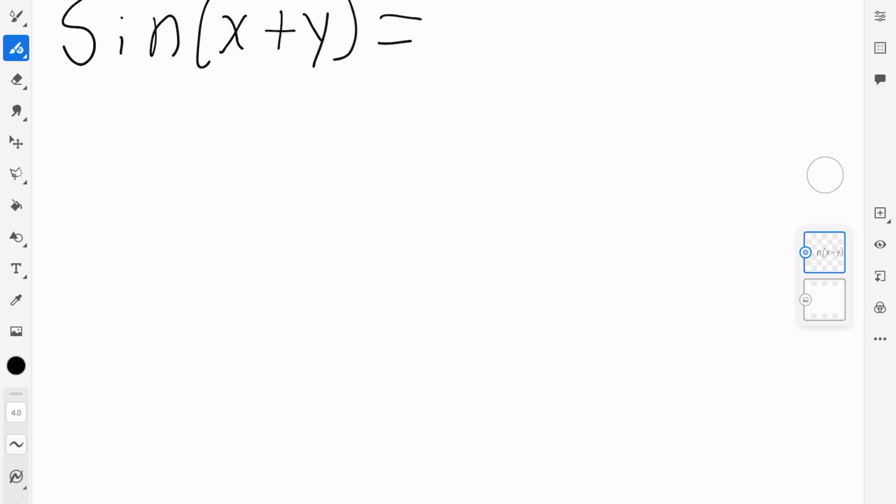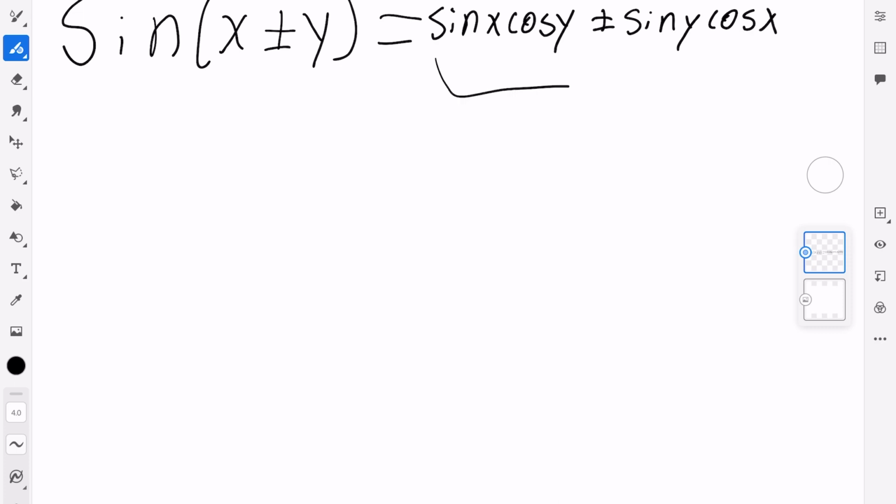So one thing to keep in mind is that if I have a plus here, the only other plus or minus sign in the equation will be the same, unlike the cosine identity. So it can just be written as sine x cosine y plus or minus sine y cosine x. Note that the structure is the same, you just switch the x and y between the two parts of the equation.